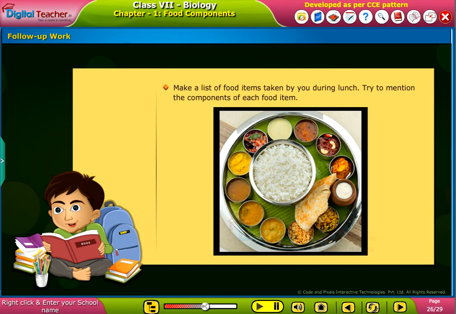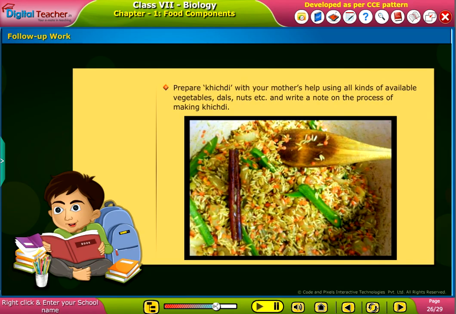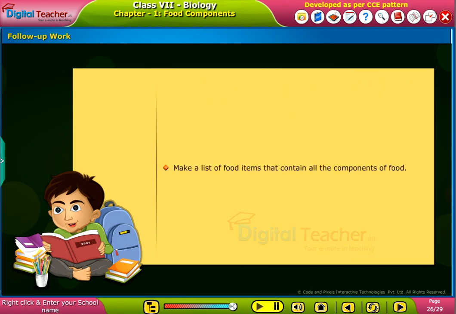Make a list of food items taken by you during lunch. Try to mention the components of each food item. Prepare khichdi with your mother's help, using all kinds of available vegetables, dals, nuts, etc. and write a note on the process of making khichdi. Make a list of food items that contain all the components of food.